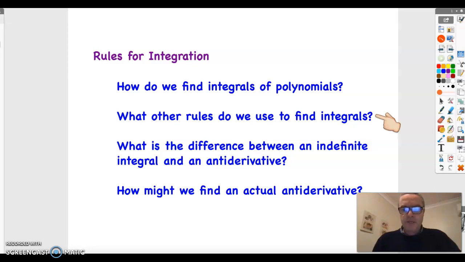That could be trigonometric, exponential. We're going to deal with most of those. That will take up most of the time in this lesson. This lesson will actually be in two parts. The second part, which will be shorter, we're going to have a look at finding an actual antiderivative, which is an application of integration, and we'll have a quick chat about what's the difference between an indefinite integral and an antiderivative. Often the two terms are used interchangeably, but there is probably a subtle difference between them.